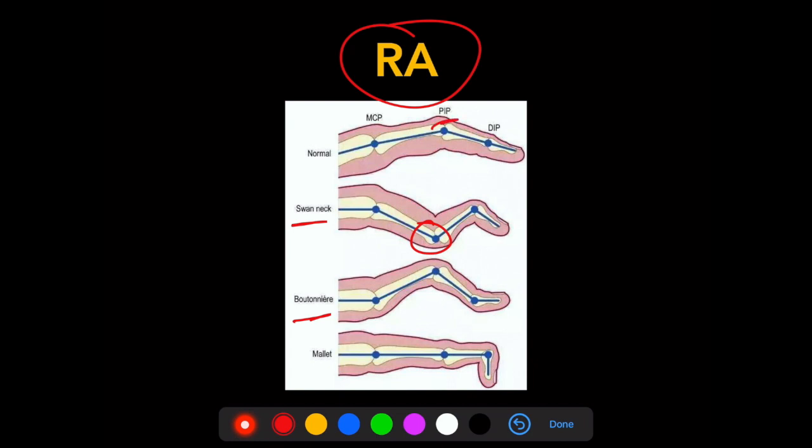Okay, so this is what it is. So PIP is like this, DIP is like this. Whereas Boutonnière is just the opposite of it. So the two important deformities are swan neck deformity and the Boutonnière's deformity.